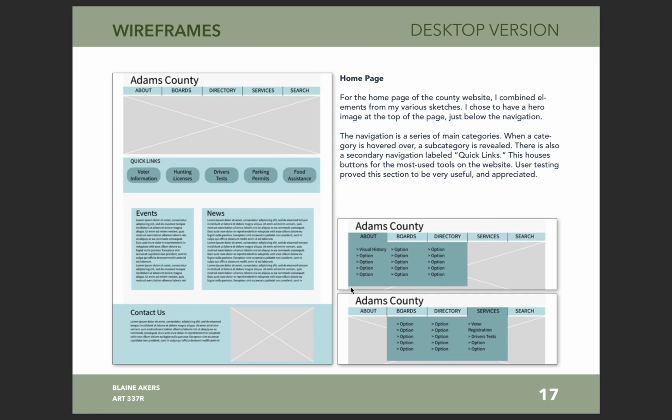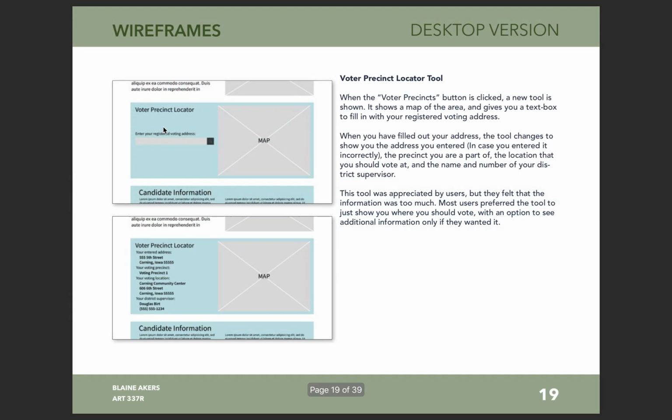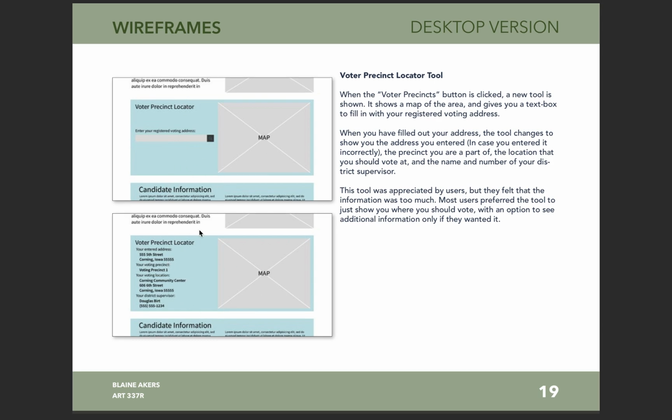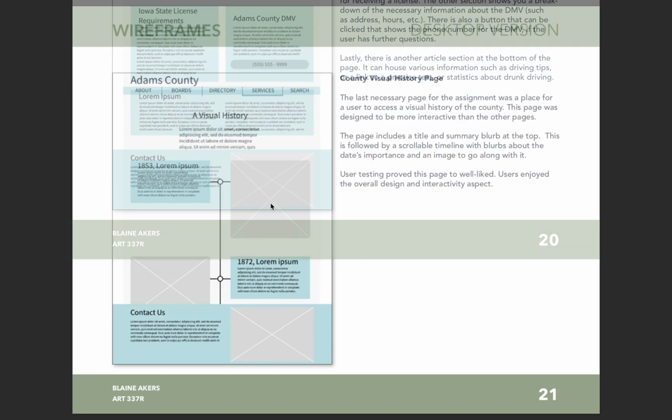This stayed mostly the same with my final design. A few things changed over the course of it. My voter information, I decided to go with a little tool here, and you can do a precinct locator, which was one of the scenarios. Driver's licenses, a little information box with the DMV, because that's what you would need to do to be able to take a test, is contact them.